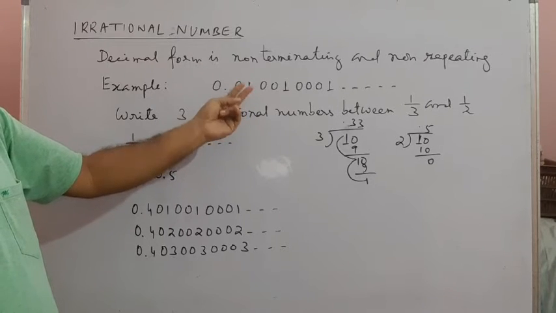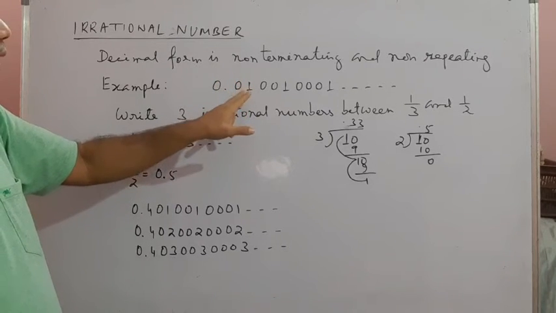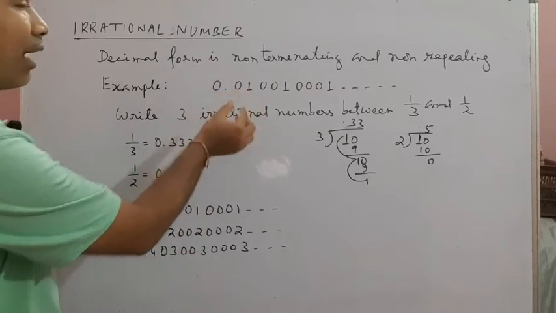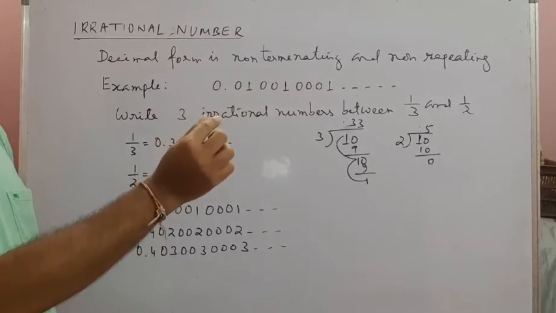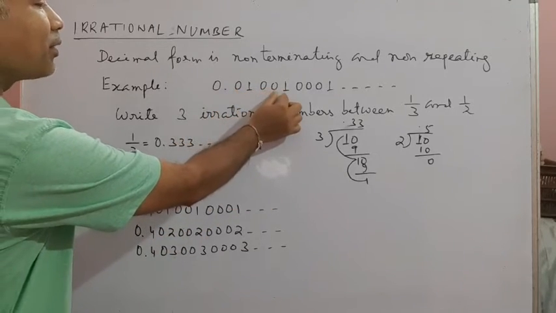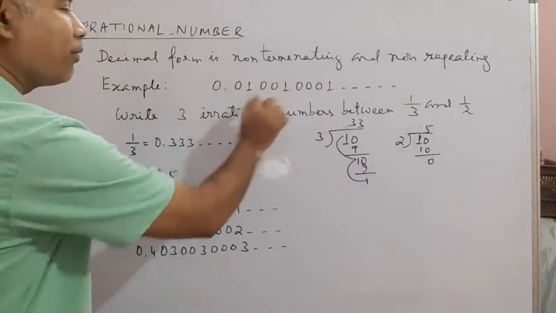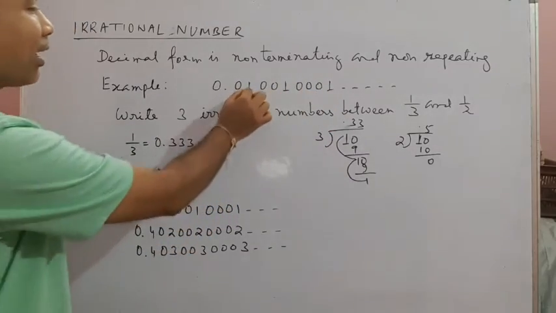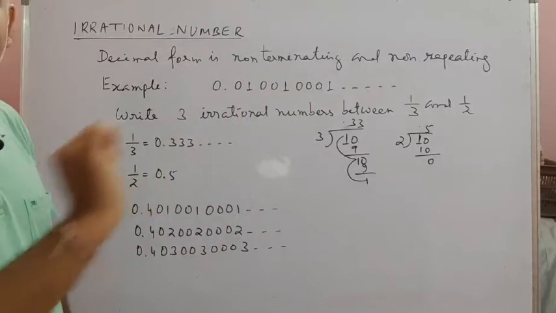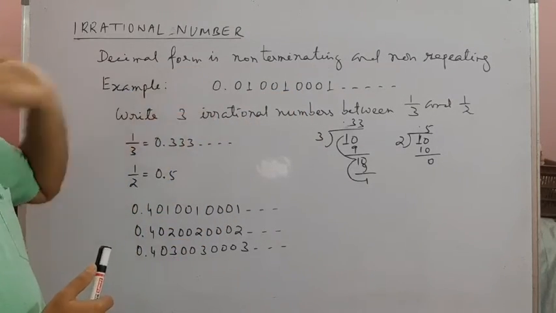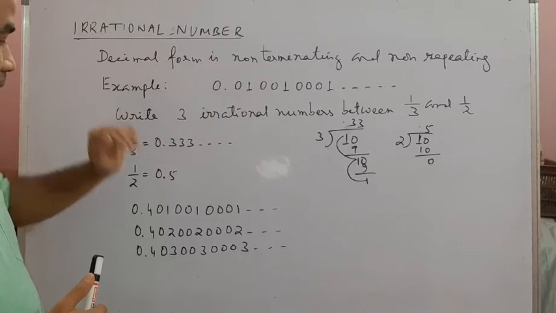But one thing remember, that if I write first 0 1, then I write 0 0 1, that means I am not repeating a group of digits. The groups are different. First group 0 1, next group 0 0 1, next group 0 0 0 1. That means I have taken different numbers of zeros, or I have written one not at regular gap. So in this way you can write an example of irrational number.